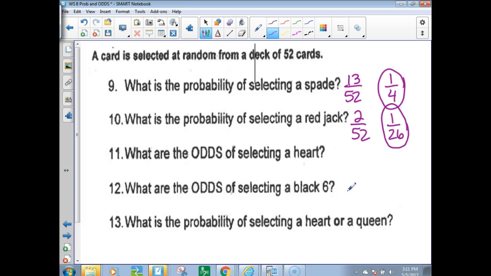Now, what are the odds of selecting a heart? Odds. 13 hearts, and 39 that are not hearts. And then you reduce this to 1 in 3. 1 to 3 odds.